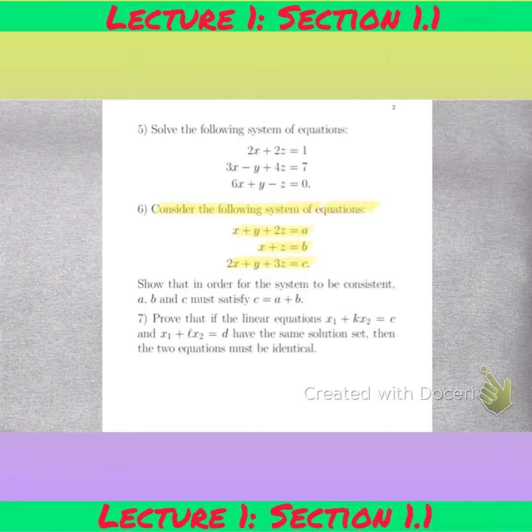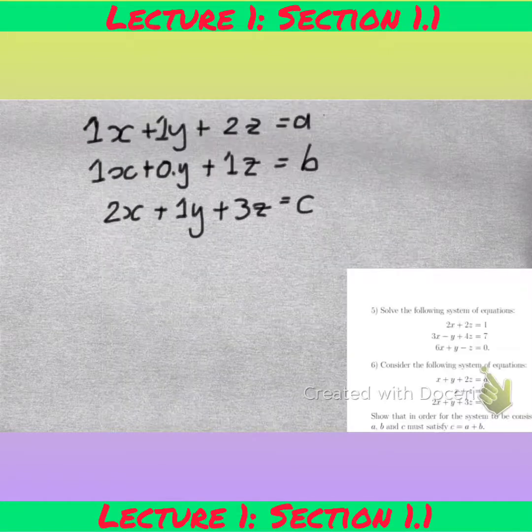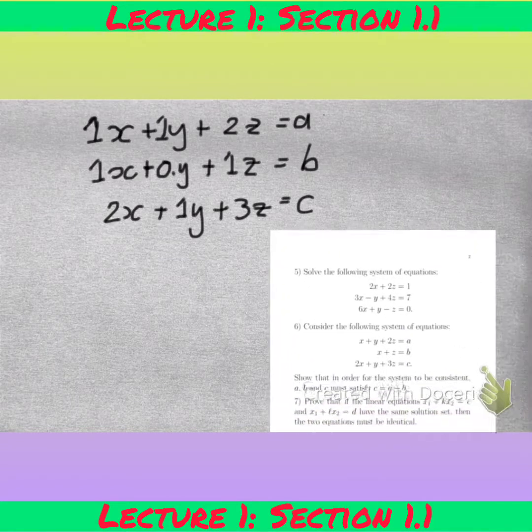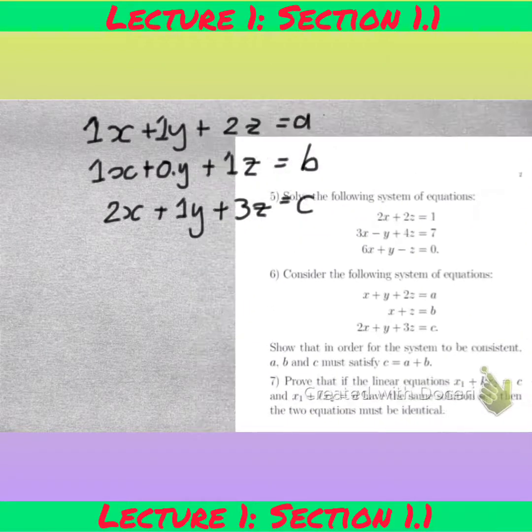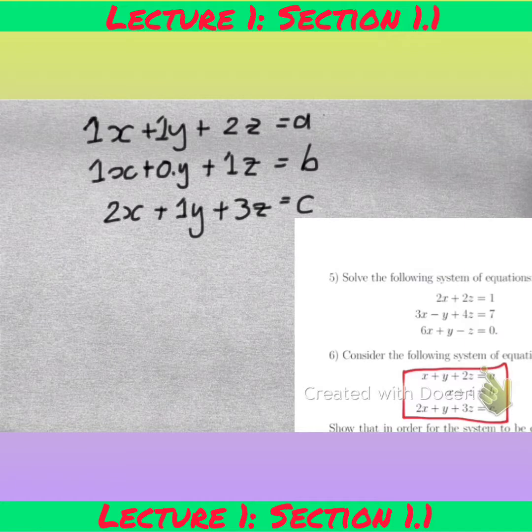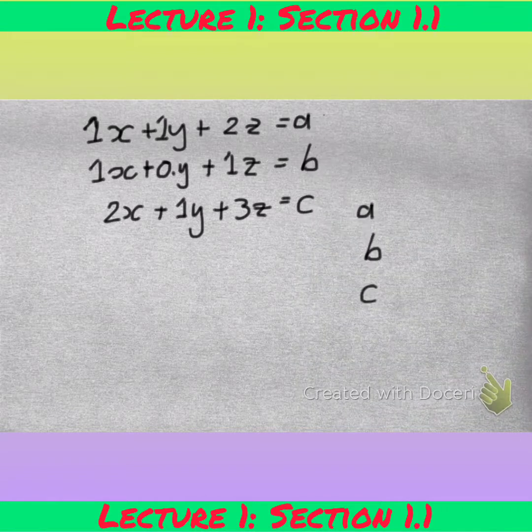manipulation question. So we're going to start off by first constructing the augmented matrix of the system. All right, so there we've got this linear system here. So let's go and construct the augmented matrix of the system. Okay, so writing that down, we get 1x plus 1y plus 2z equals A, 1x plus 0y plus 1z equals B, and 2x plus 1y plus 3z equals C. Okay, constructing the augmented matrix, we take that side there.